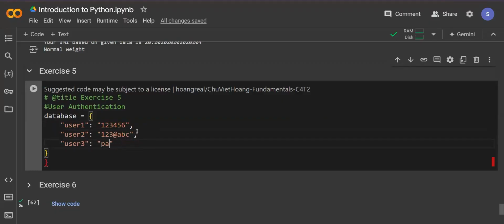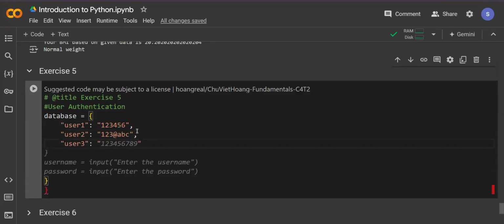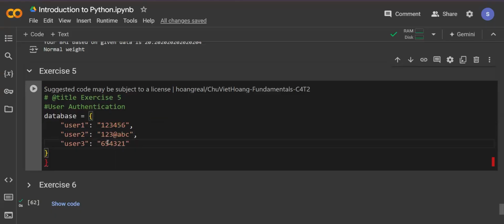Very simple passwords. Don't ever use these passwords. 6, 5, 4, 3, 2, 1. Okay, user3 has 6, 5, 4, 3, 2, 1.